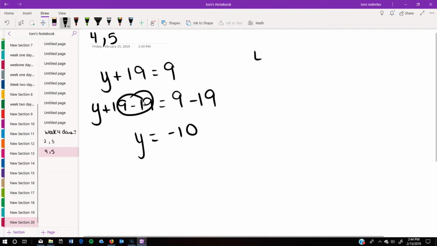All right, let's do 4z equals a negative 32. The 4 is being multiplied to the z, so to undo it, I'm going to divide it. And z equals a negative 8, because 4 goes into 32 8 times, and a negative and a positive give me a negative.